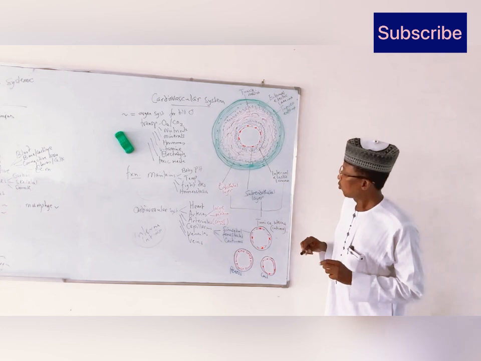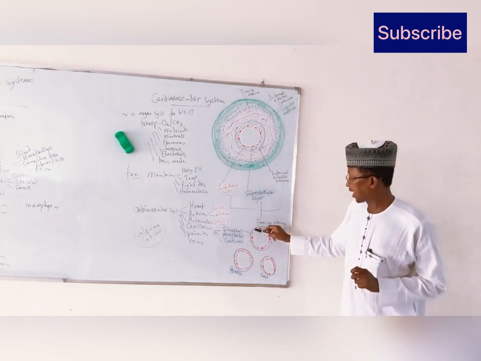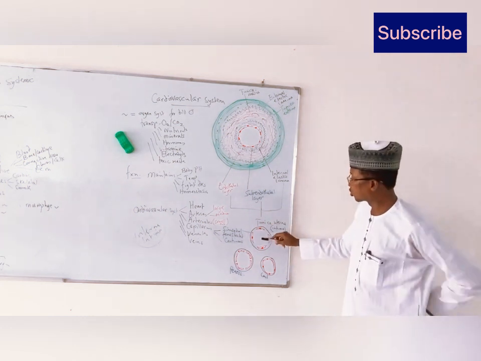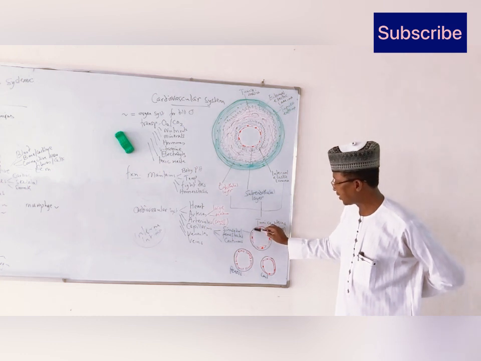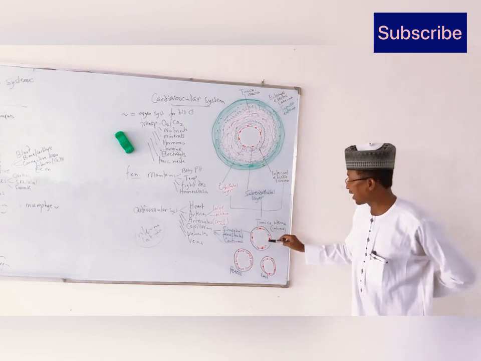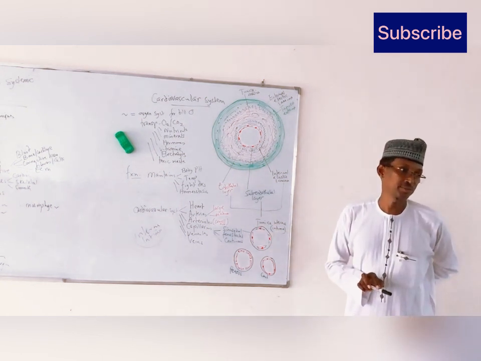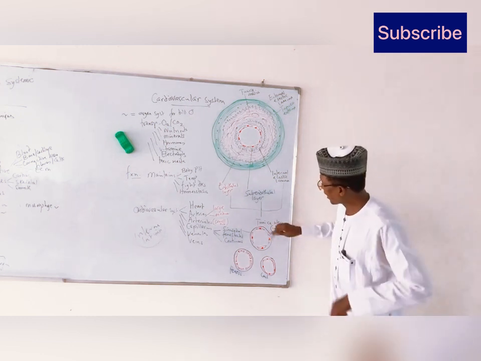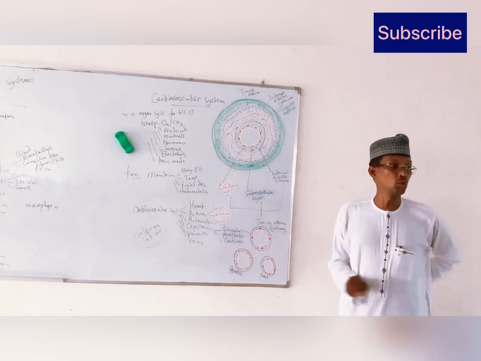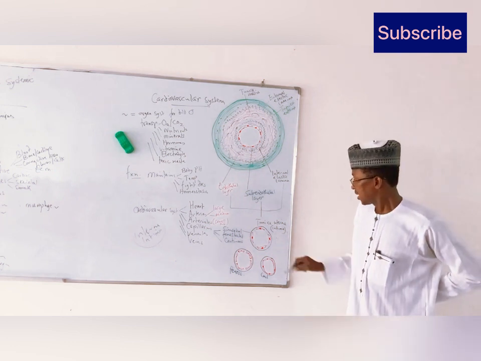Now, when you talk about the sinusoidal capillaries, there are gaps in between the endothelial cells. That means between one endothelial cell and the other, there is a very wide gap, so as to allow whatever is inside the capillary to get out. So this gap here can allow for movement of structures out of the capillaries into the intercellular spaces or into the cells.